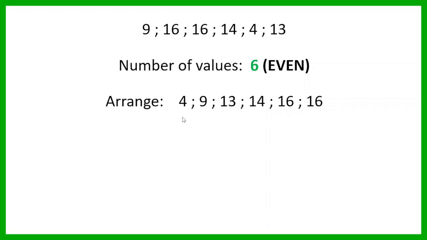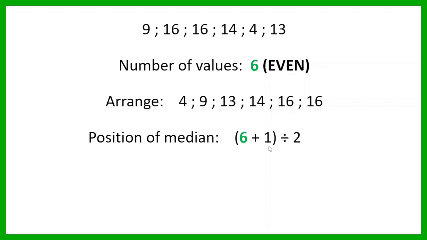Now to find the position of the median, just like I did in the previous one, I'm going to take the number of values, add 1, and divide by 2. But now when I take the 6 and I add 1, I get 7. And when I divide that by 2, that gives me 3.5. Now I obviously don't have a position 3.5 in this data set. I've got position 1, position 2, position 3, position 4, position 5, position 6. I don't have a half position in this data set.